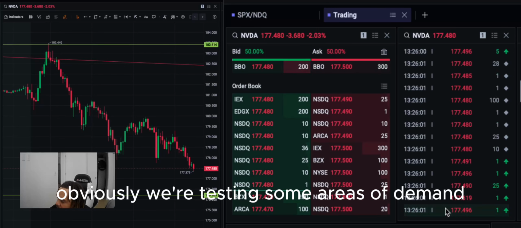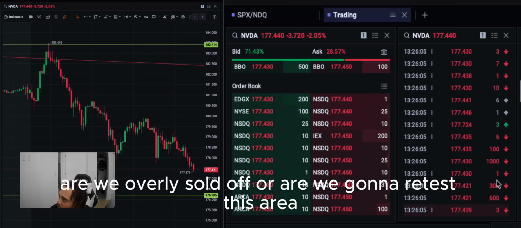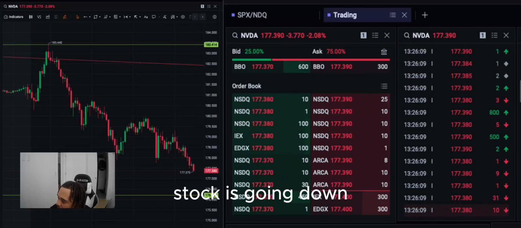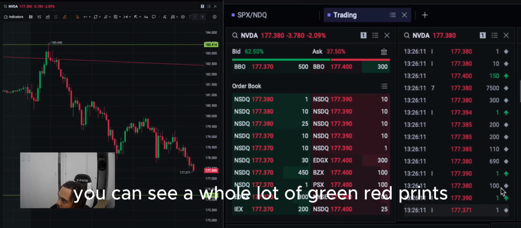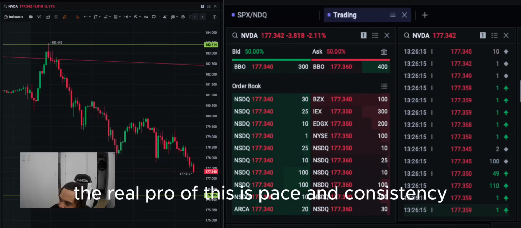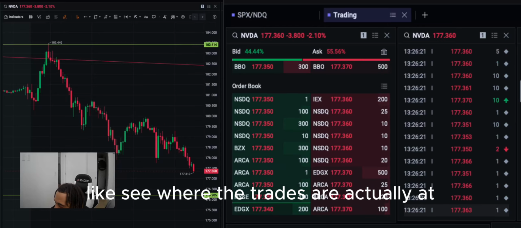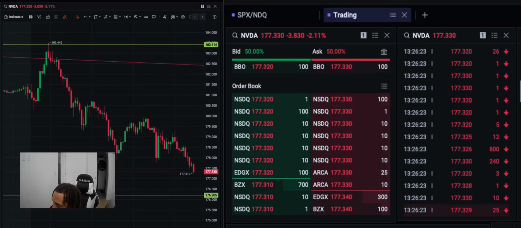Obviously, we're testing some areas of demand, so you're going to see a lot of green orders. But here's where you can see, all right, are we overly sold off, or are we going to retest this area of price? But look, stock is going down. You can see a whole lot of red prints. All right, but remember, the real pro of this is pace and consistency. And also, I want you to just focus on the context, not just the color. All right, like see where the trades are actually at.